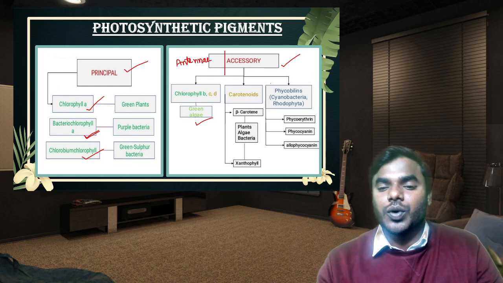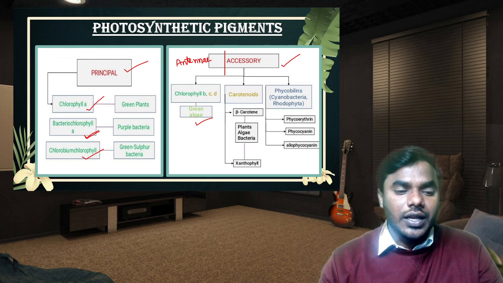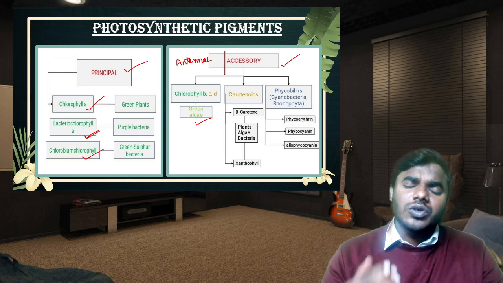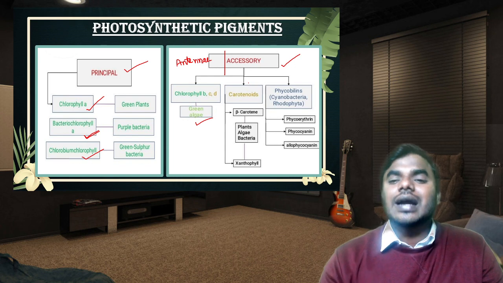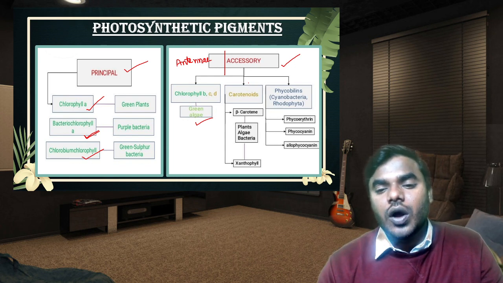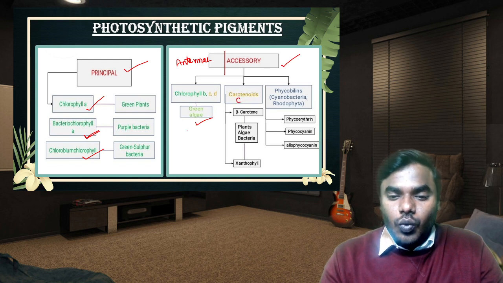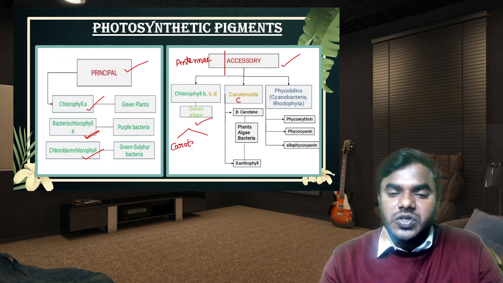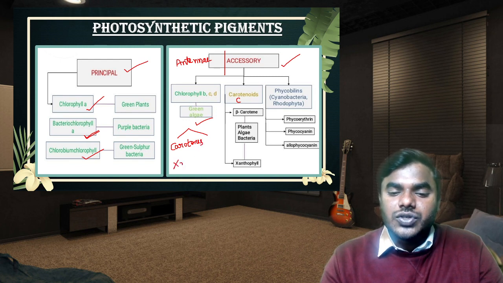Now here comes a very important one. Carotenoids. Friends, where are these carotenoids present? Carotenoids are present in most of the plants also. Even certain bacteria consist of these carotenoids. The carotenoids are basically of two types, friends. What are the two types of carotenoids? Everyone please try to understand what I am talking. Carotenoids are of two types. One is carotenes. Another one is what, my friends?